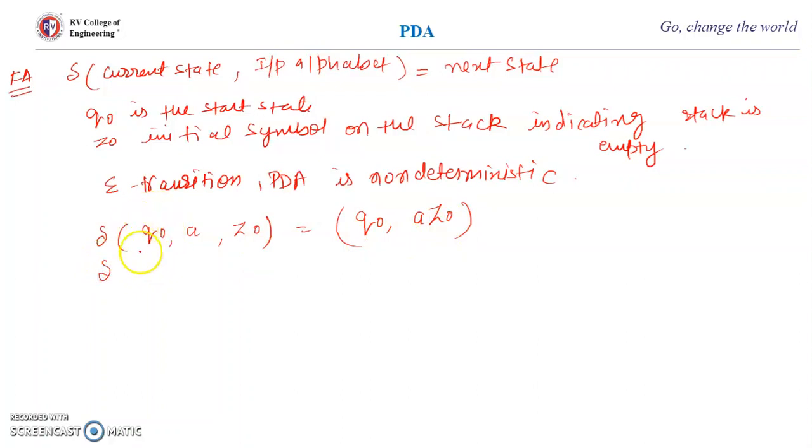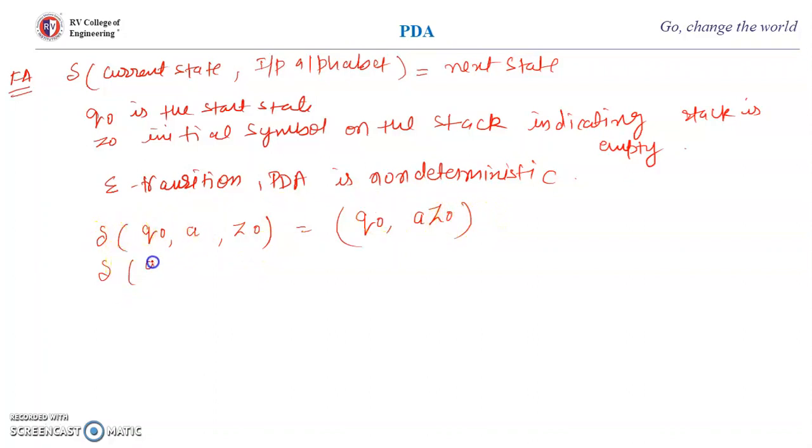this means the machine is in state Q0, we are giving input A, and the stack top is Z0. The machine remains in the same state and we are pushing A onto the stack. So A Z0, that means A is pushed onto the stack. Z0 was already there. After reading A, we are going to push A onto the stack. So this indicates the push operation.